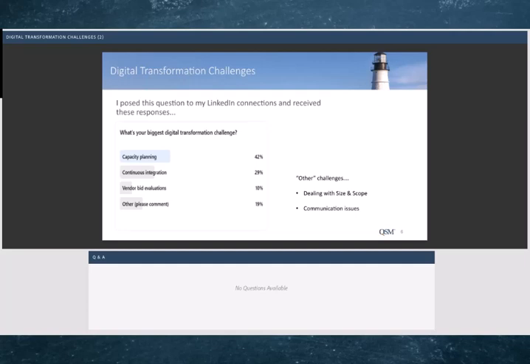The biggest transformation challenge that we heard about was capacity planning. 42% of those polled said that capacity planning was their biggest challenge. 29% said continuous integration, 10% said vendor bid evaluations, and 19% said other. And the most prevalent of the other responses were dealing with size and scope and communication issues. So no real surprise there. Dealing with size and scope and communication issues comes up pretty regularly with digital transformation programs, as well as just your normal day-to-day development type of work in the technology field.